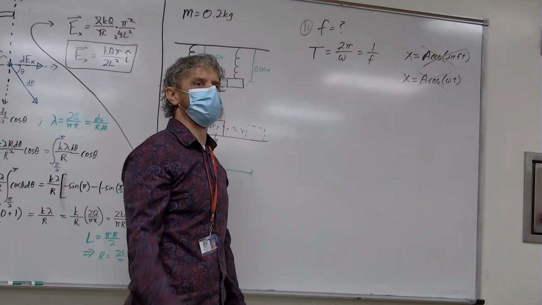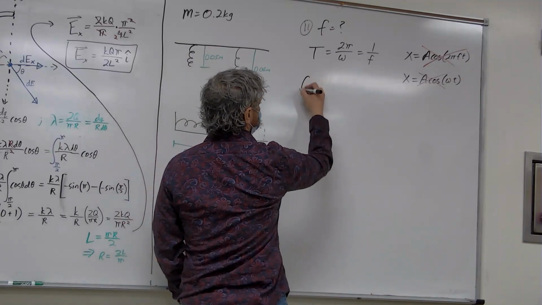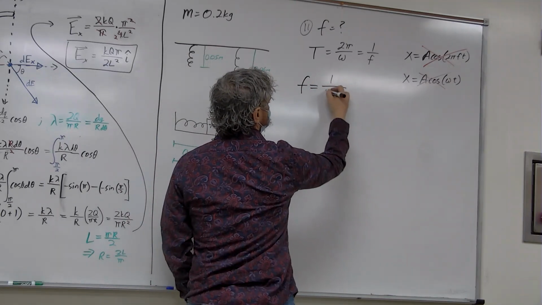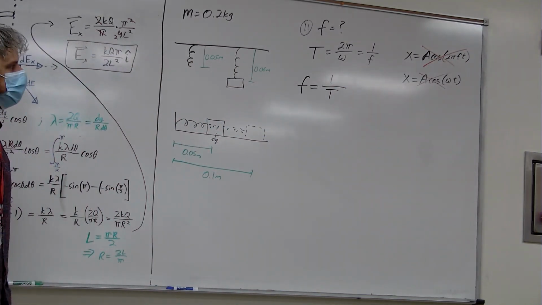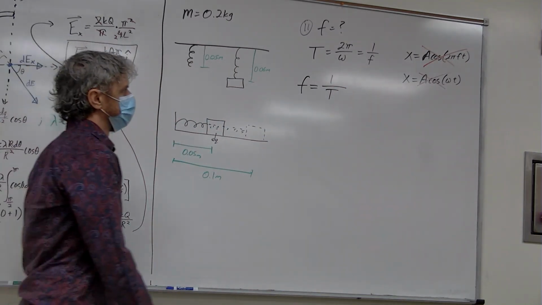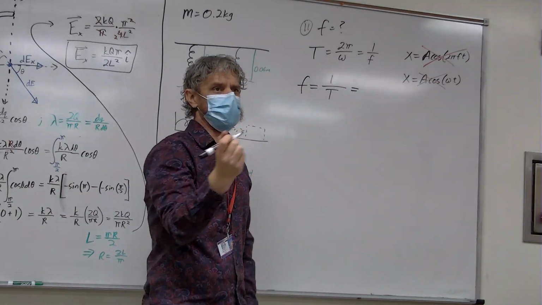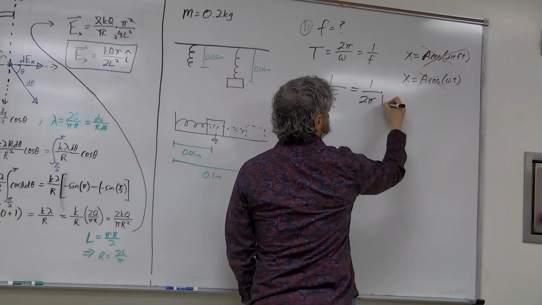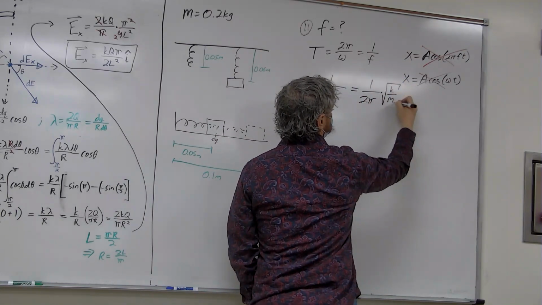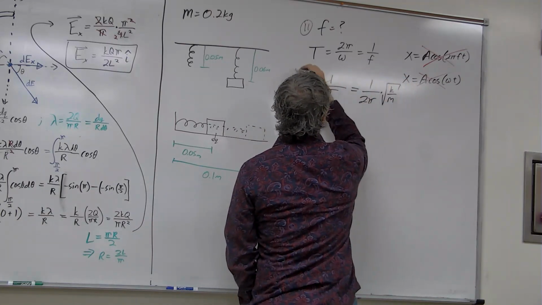Yes, sir? You could do f equals 1 over T. So f equals 1 over T. Do we know the period? No, but you can turn the period into 2 pi square root of m over k. Okay. So I can say, now we already did this in the example problem, so I'm just going to write it. 1 over 2 pi times the square root of k over m. Let me box this guy.